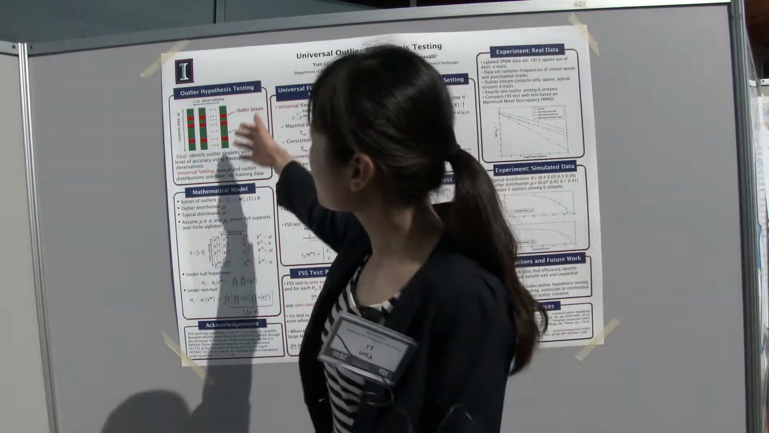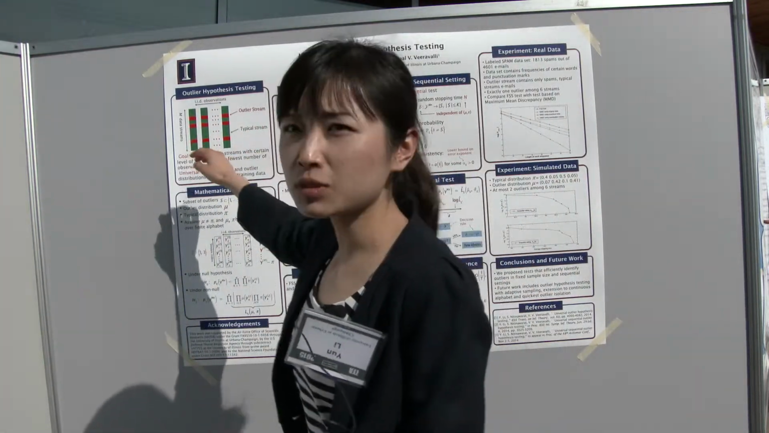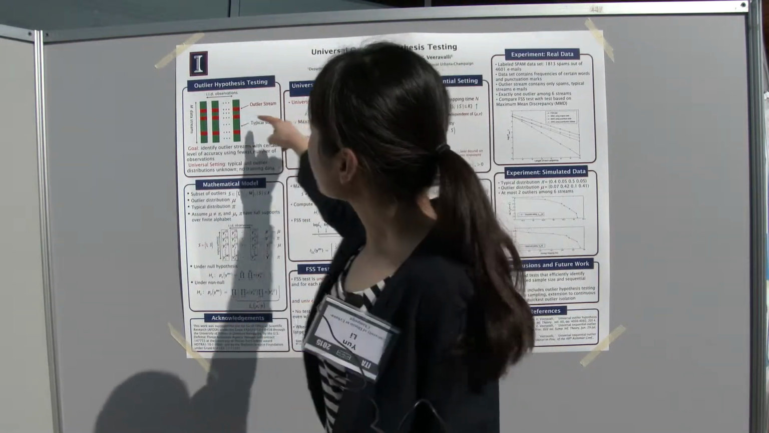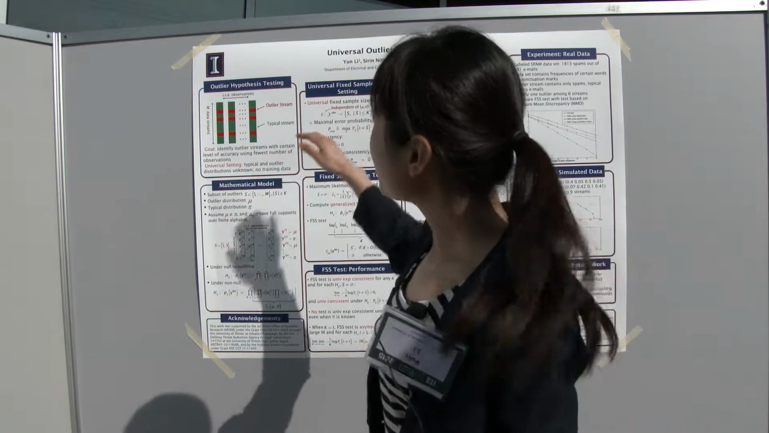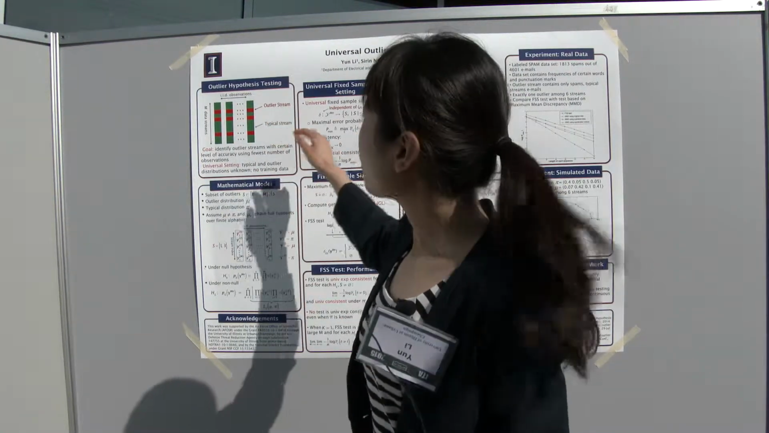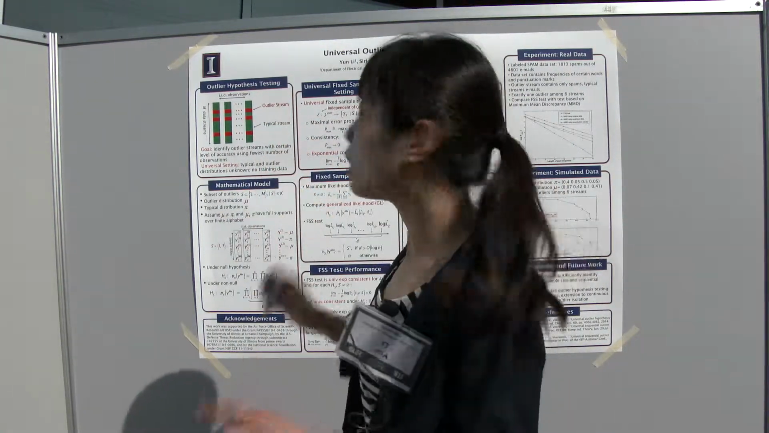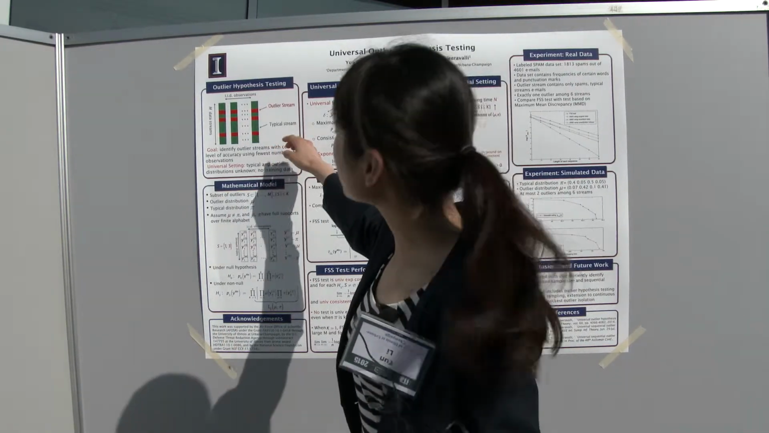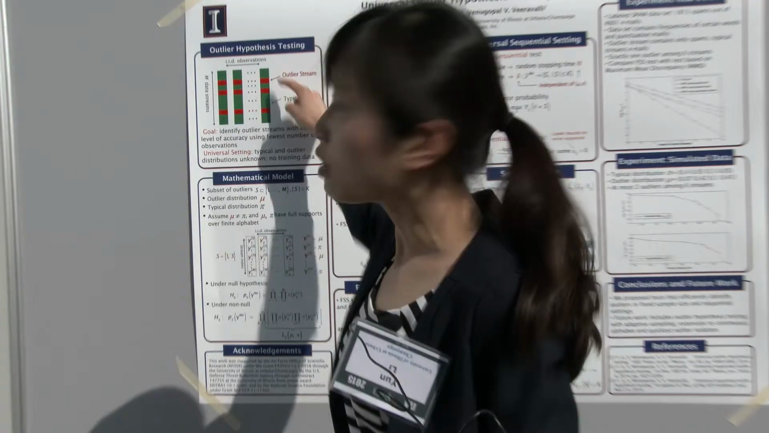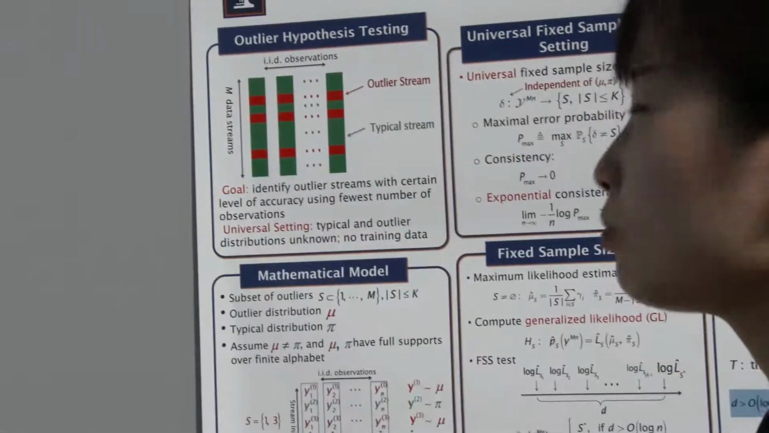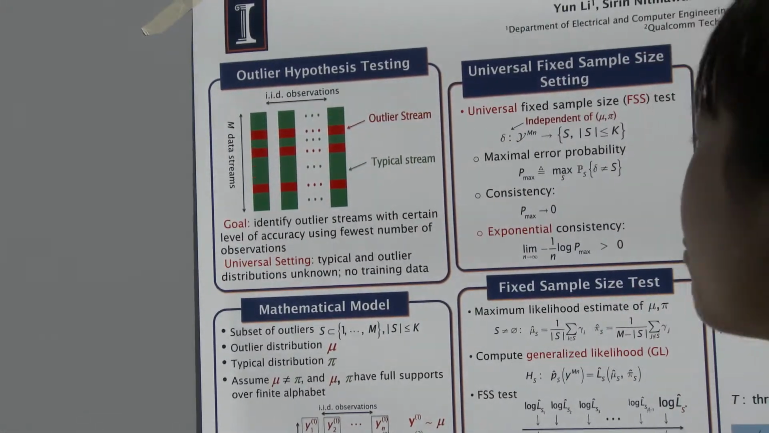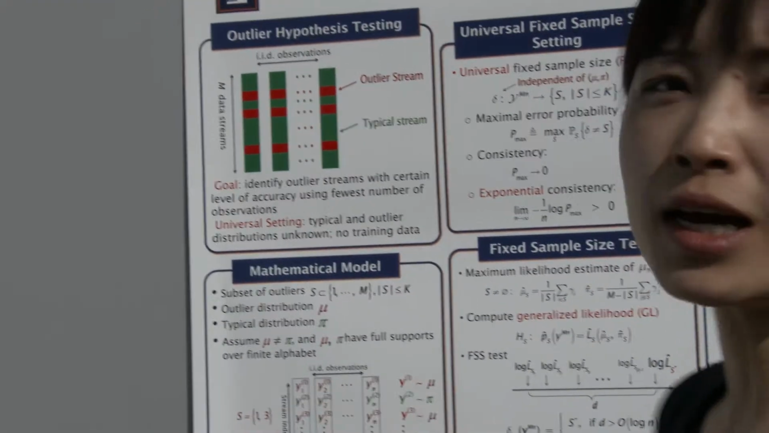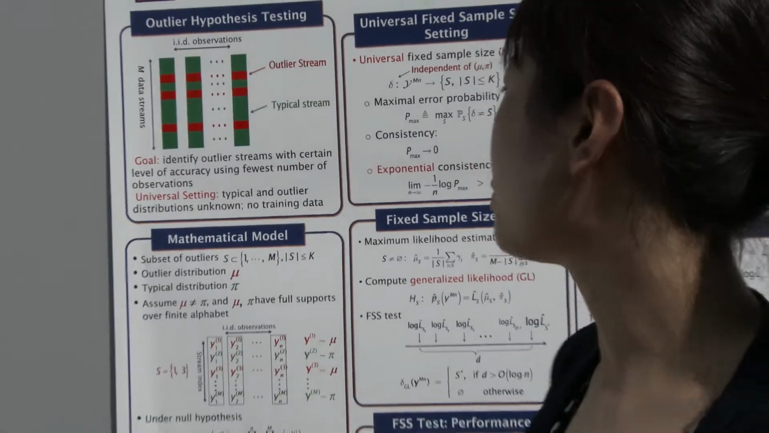As we can see in this picture, we have M data streams. Every row here is a data stream. The outliers are in red, and the observations in those outlier streams follow a different distribution. We call this the outlier distribution, which is different from the typical distribution that generates all the observations in the rest of the typical streams. Our goal is to identify outlier streams with a certain level of accuracy, using as few observations as possible.